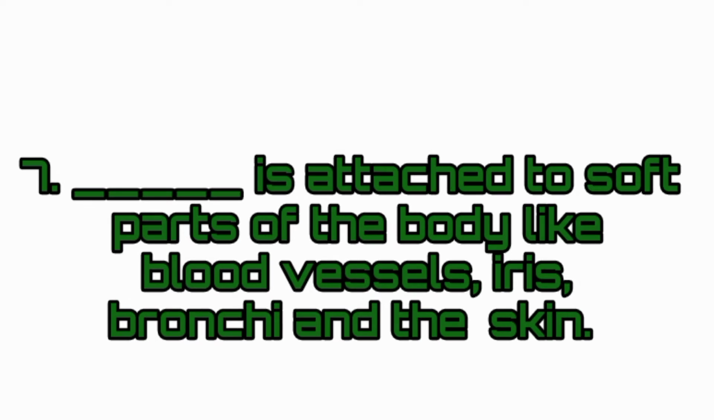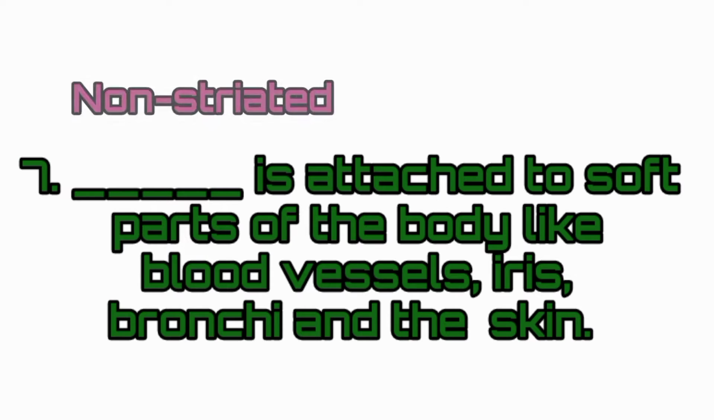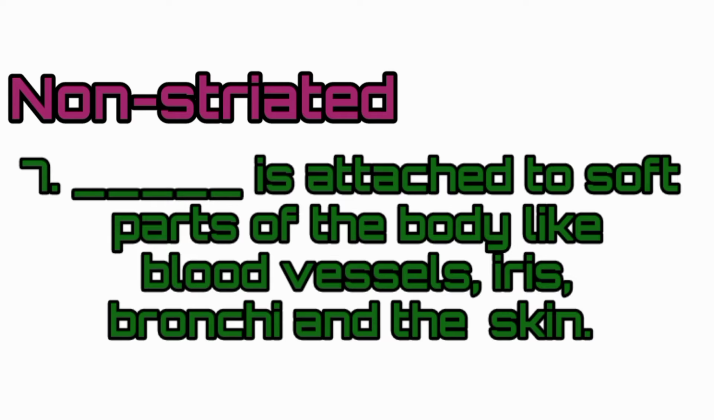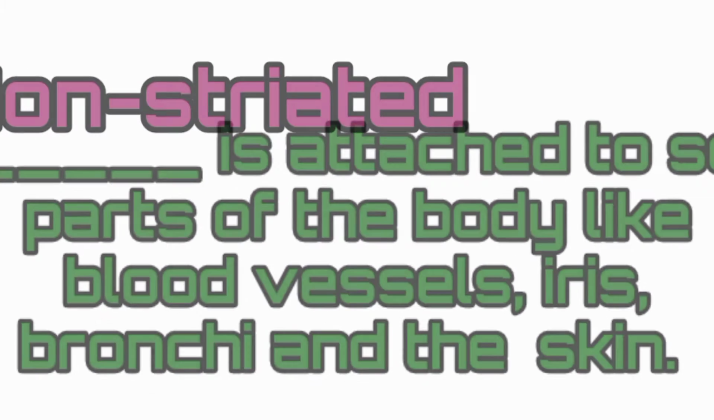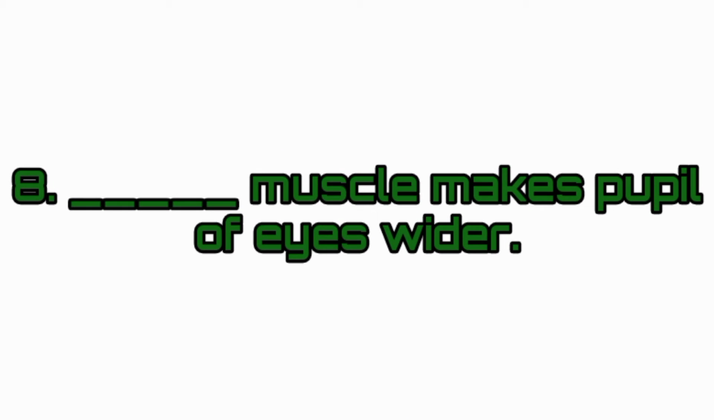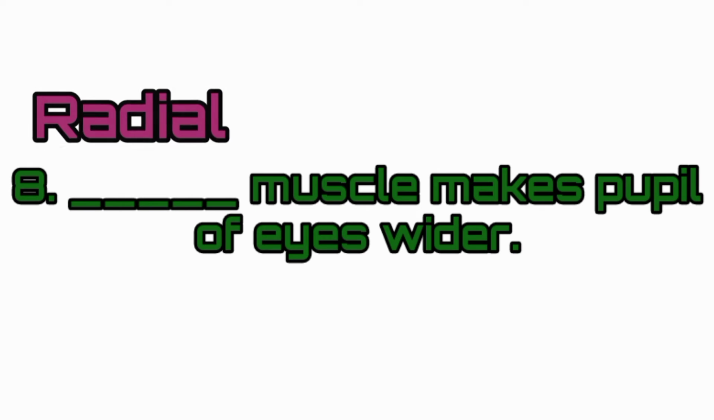Dash is attached to soft parts of the body like blood vessels, iris, bronchi and the skin. Answer: non-striated. Non-striated muscle is attached to soft parts of the body like blood vessels, iris, bronchi and the skin. Dash muscle makes pupil of eyes wider. Answer: radial. Radial muscles make pupil of eyes wider.